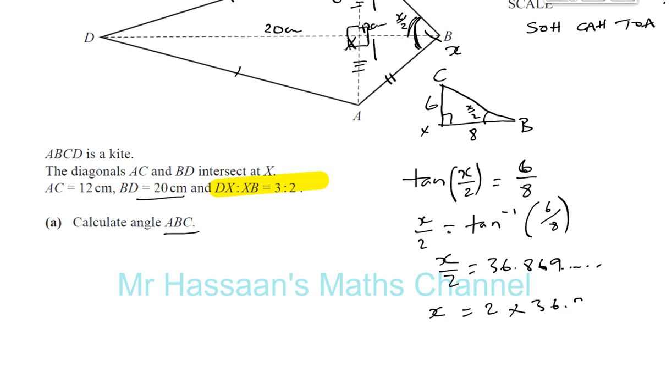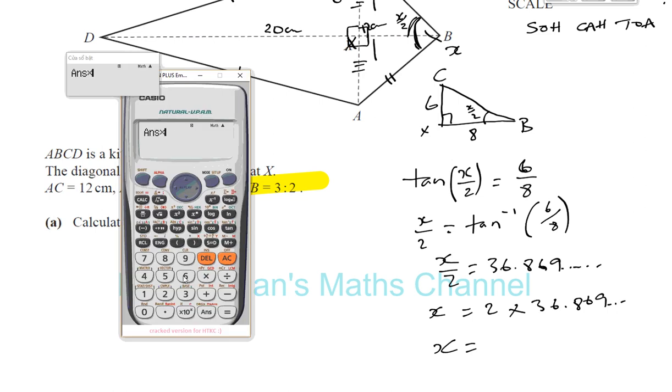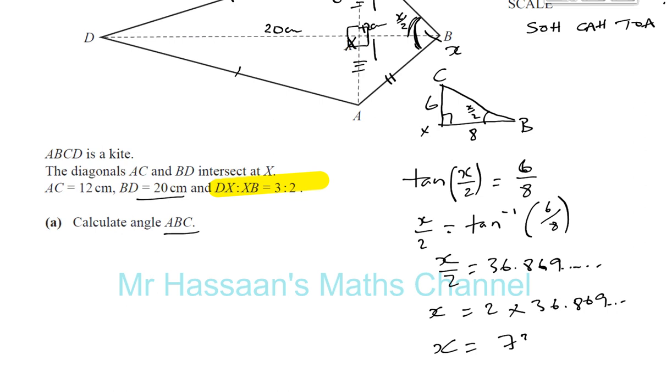Many students, they get to this stage and they forget that they were finding half the angle and they think they finished. Okay, so x is 2 times the angle. So you take the angle that we've got in the calculator and you just multiply it by 2, and it gives you 73.7397. Continues on. Now it says calculate angle ABC.